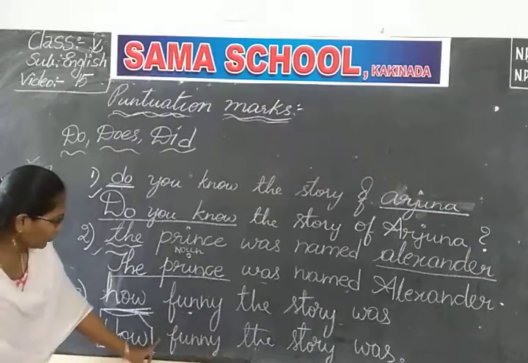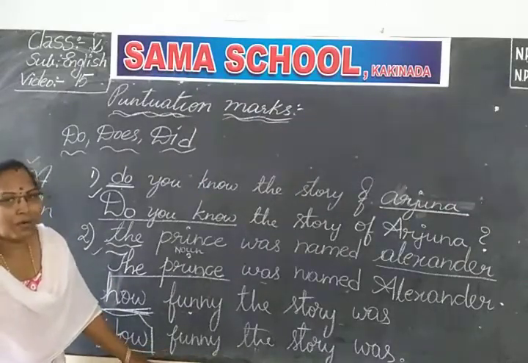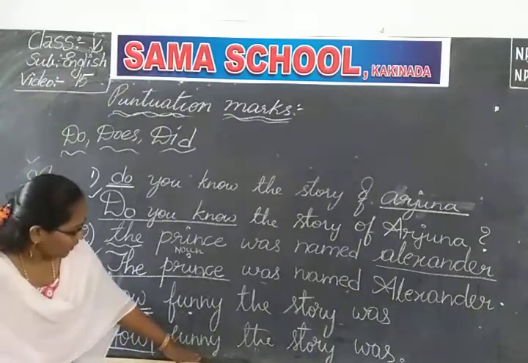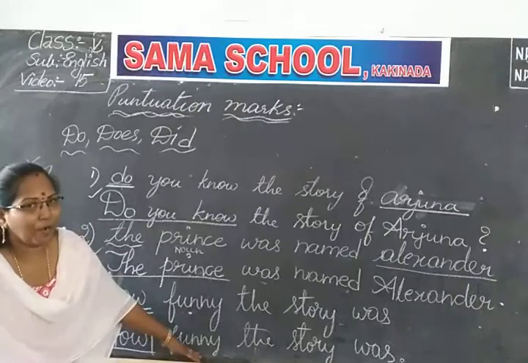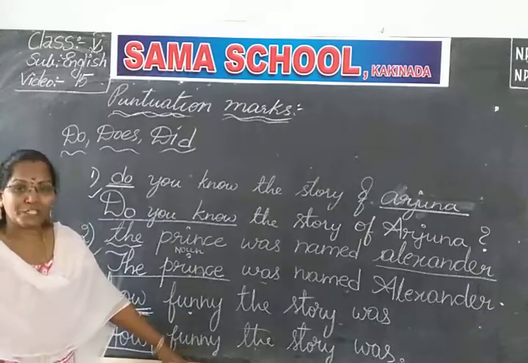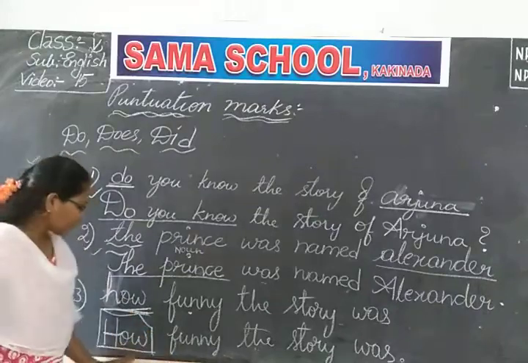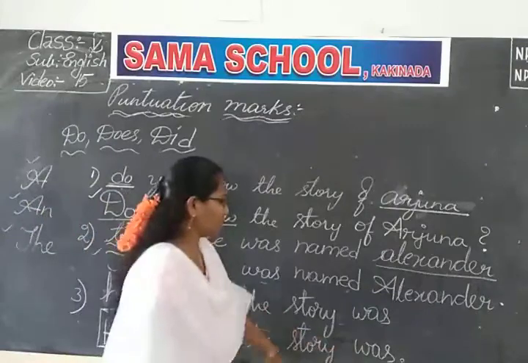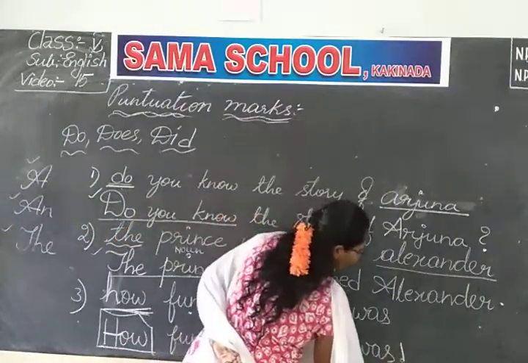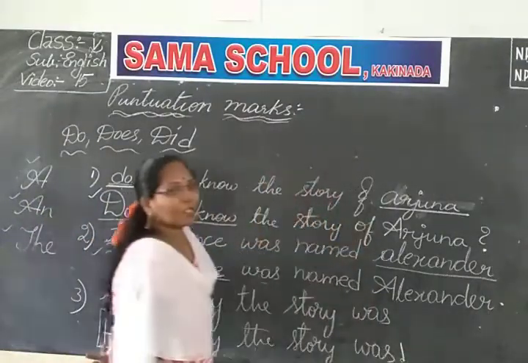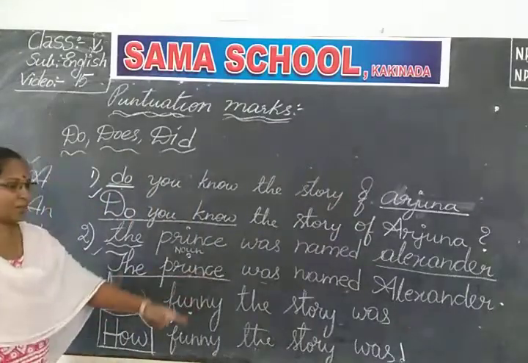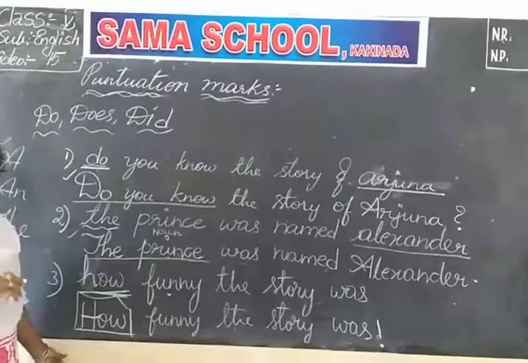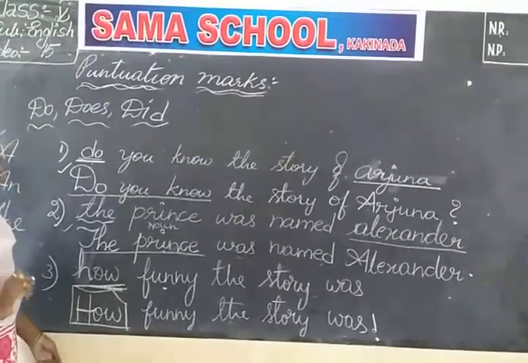So after how, there is no is, am, are, was, were. That sort of words are not found. We immediately found another word, funny. Funny is an adjective. So that's why how funny the story was is an expression of emotion. That's why we should place an exclamation mark. Okay children, this is clear? Any doubts? No? So okay.